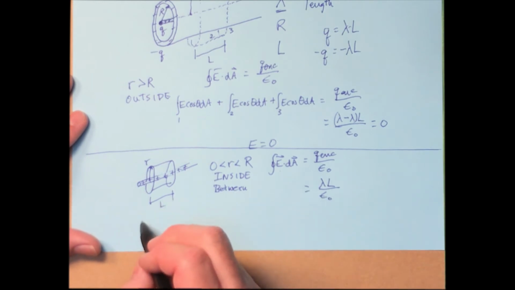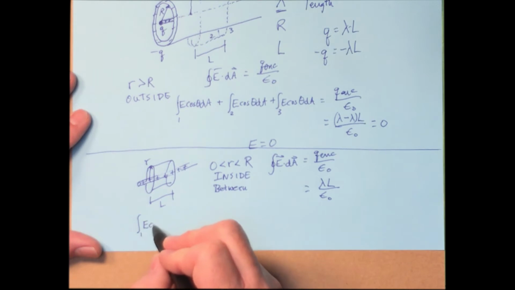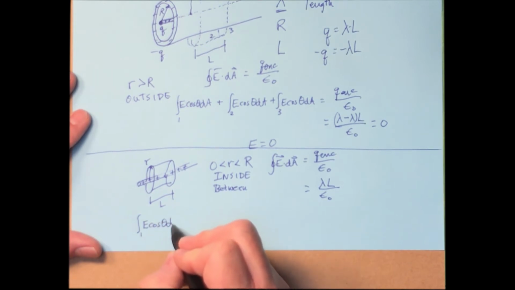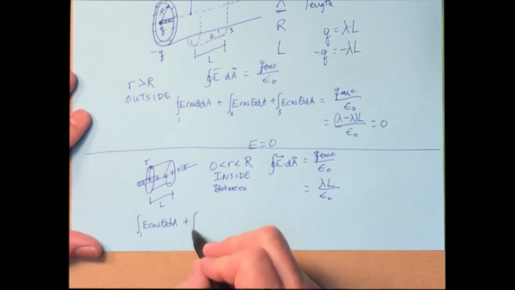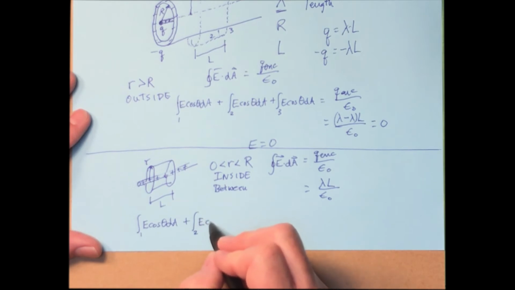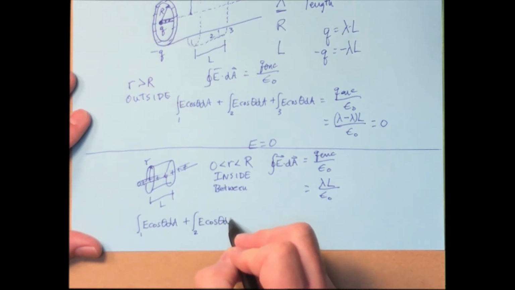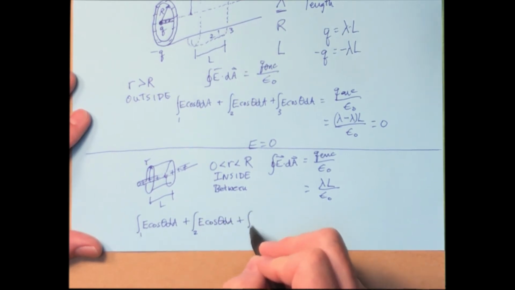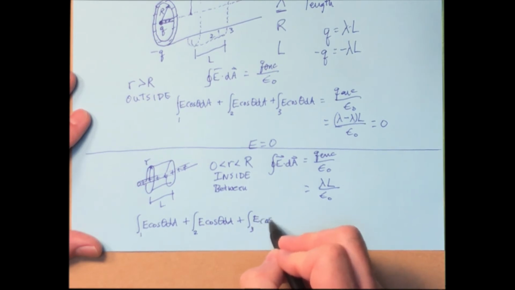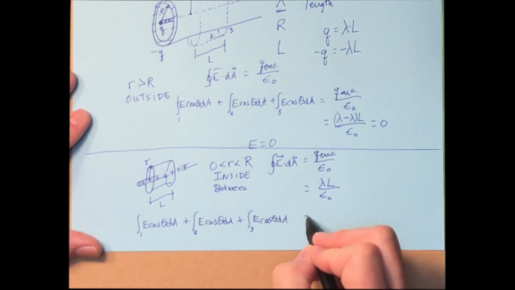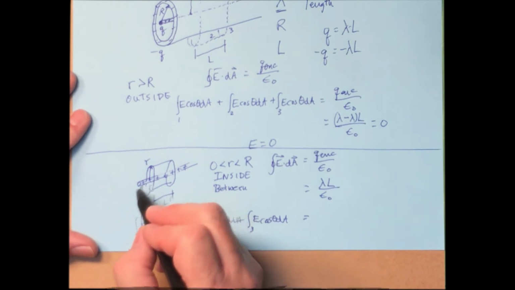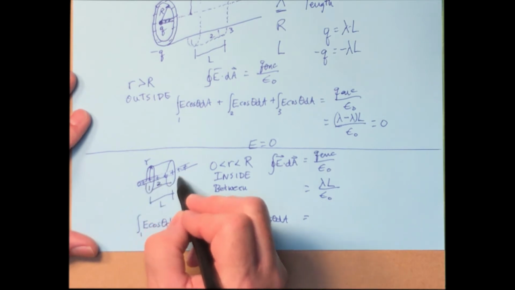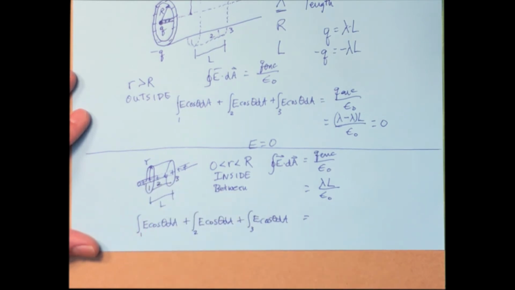The left-hand portion then, we need to break that up into its component parts, and I didn't leave myself room here, so I'm going to go down here and do that. The integral over area 1 of E cosine theta dA plus the integral over area 2 of E cosine theta dA plus the integral over area 3 of E cosine theta dA. Now, I didn't specifically say what 1, 2, and 3 were for this example, but you probably already guessed. Something like that. All right, well, let's go through the procedure again.